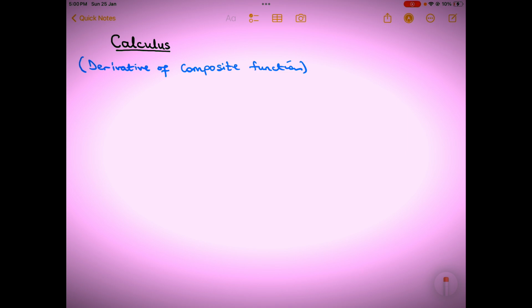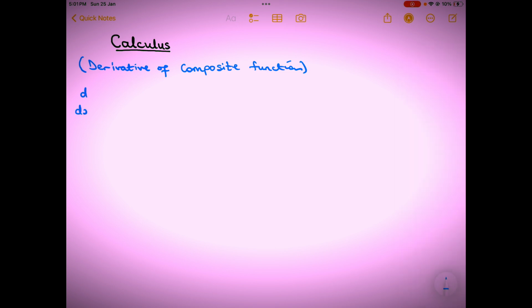First step is to differentiate the outside function, keeping the inside one as it is. The second step is to differentiate the inside function. And finally, you multiply them together. Just as simple as that. So now, let us have a look at this.